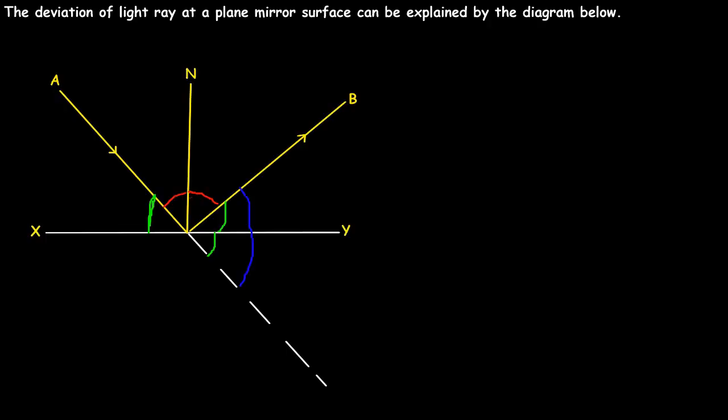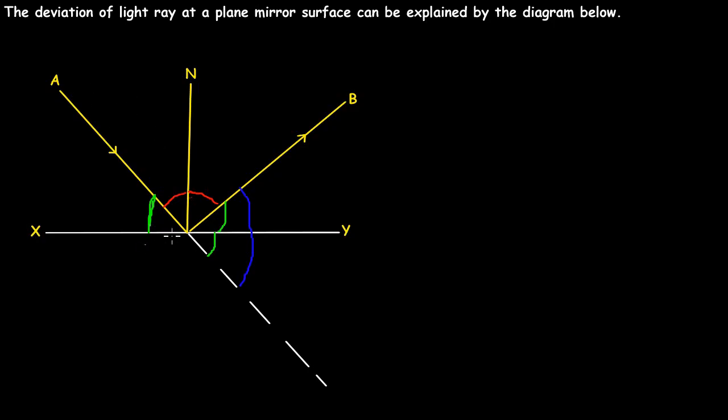Hello viewers on YouTube. In this video tutorial, we want to explain the basic idea behind angle of deviation. To understand it properly, let's consider the diagram we have on the board. The deviation of a light ray at a plane mirror surface can be explained by the diagram below.